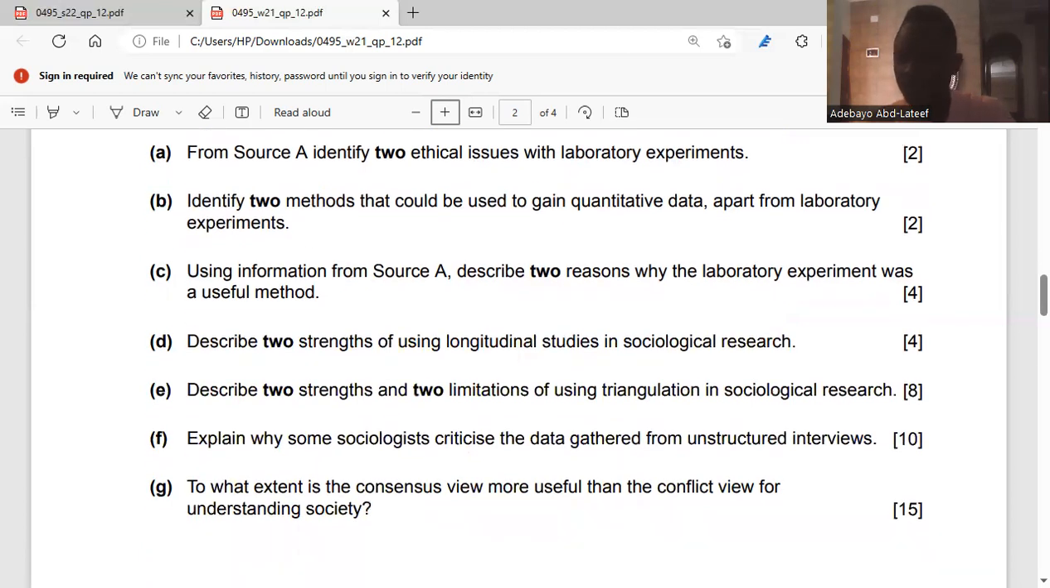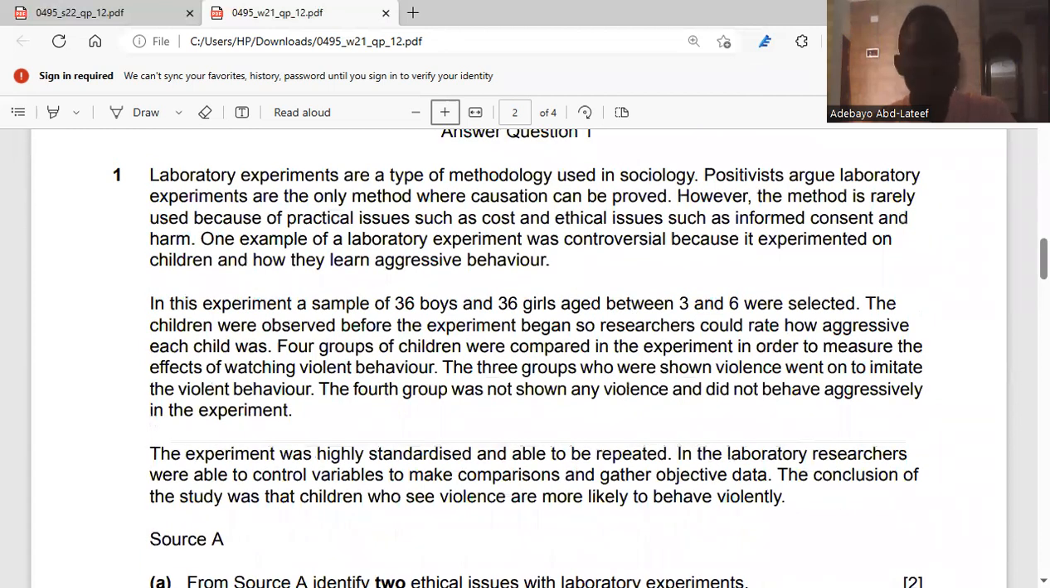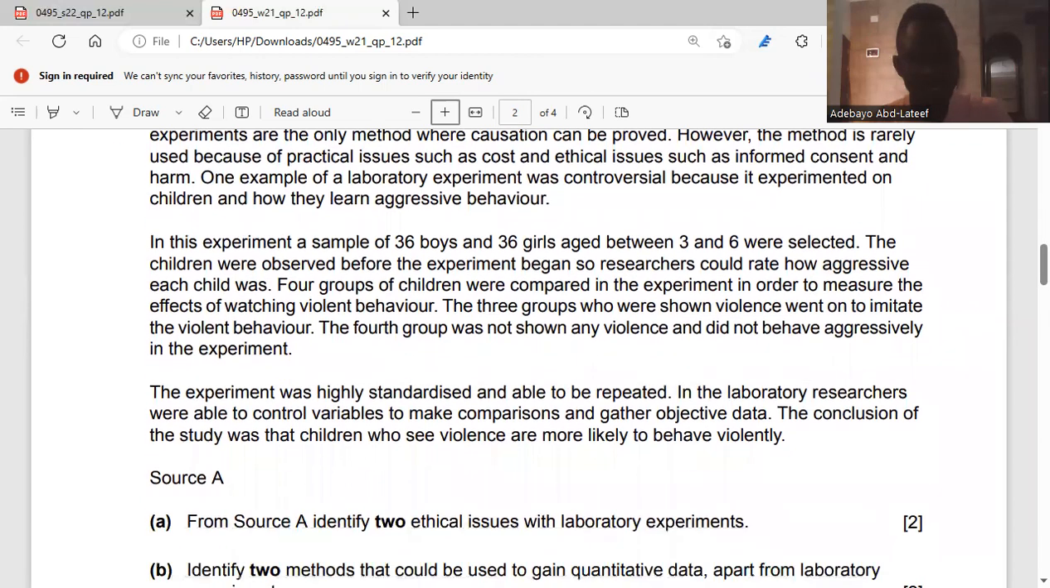C. Using information from Source A, describe two reasons why the laboratory experiment would be used as a method. Let's go back to the source. Here they said in the first paragraph, positivists argue laboratory experiments are the only method where causation can be proved. So the first reason why it's the best method to use is that the experiment will be able to tell us the reasons for the causation, as a proof. That's the first thing. And two, it is highly reliable. So that means we can use the same experiment over and over again. Okay, we'll go to question D.